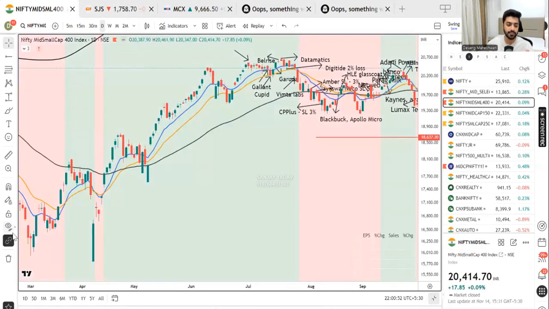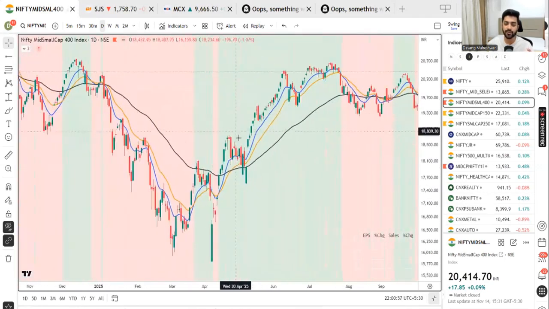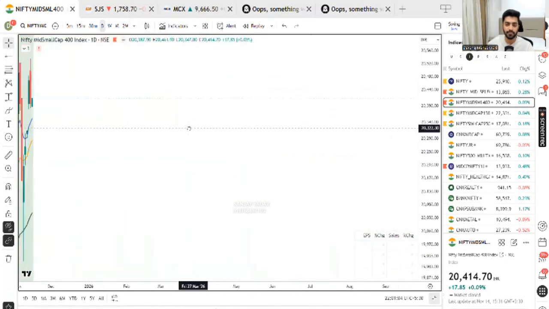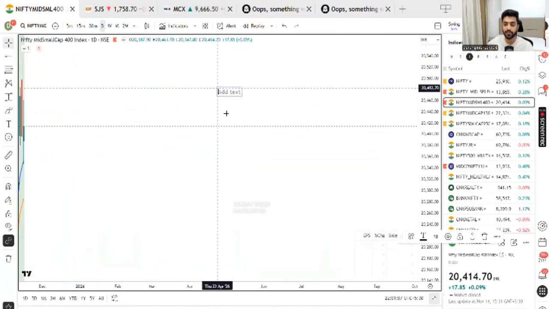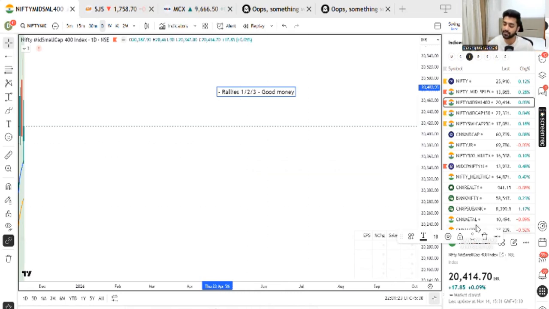Look at these rallies. Every bear market, you will have rallies. It can be 1, it can be 2, it can be 3. That's only where you will make good money. Bear market is more of a kind of patience. You need to first make your mindset in that direction. This strategy works very good in bear market also.